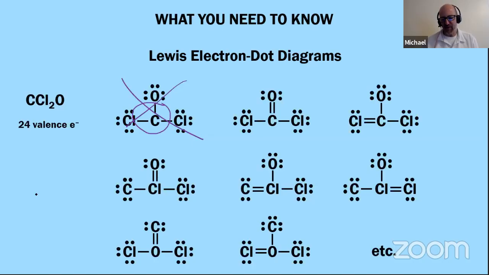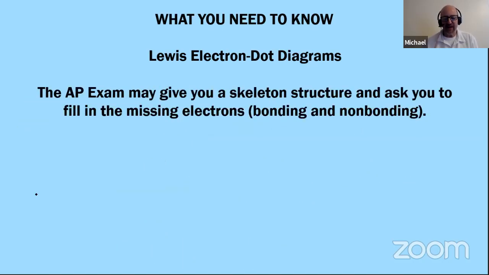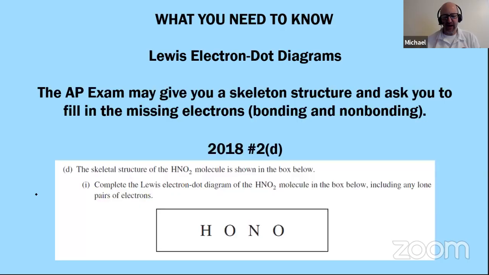Let's address one of the possible answers, and that is sometimes the AP exam helps you out. So they might give you a skeleton structure. Here's an example from 2018. Complete the Lewis electron-dot diagram for the HNO2 molecule. Include any lone pairs of electrons. Now, all you have to do is finish the skeleton.